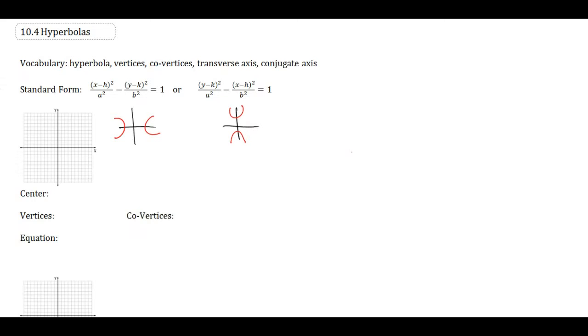Now again, we have a vertex and covertex. We don't really call them a covertex, but I'm going to in this video. The vertices are really telling you which way you go. Now remember the bigger value for ellipses told you which way it was stretched? Well, look at A in this one. It is always the bigger value, because you can think of B as having that negative attached to it.